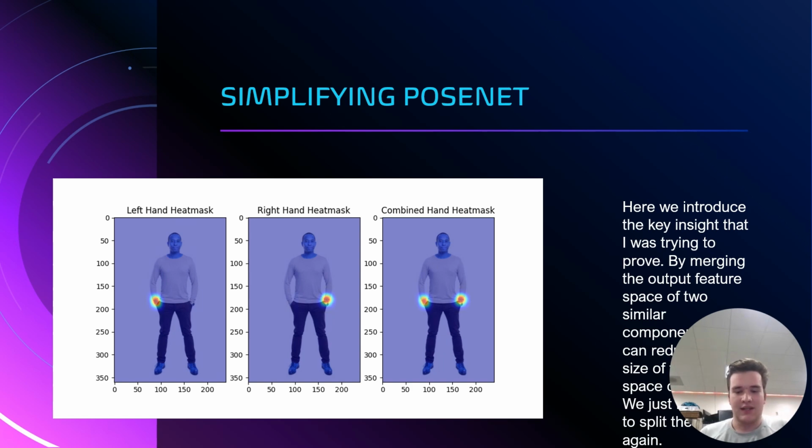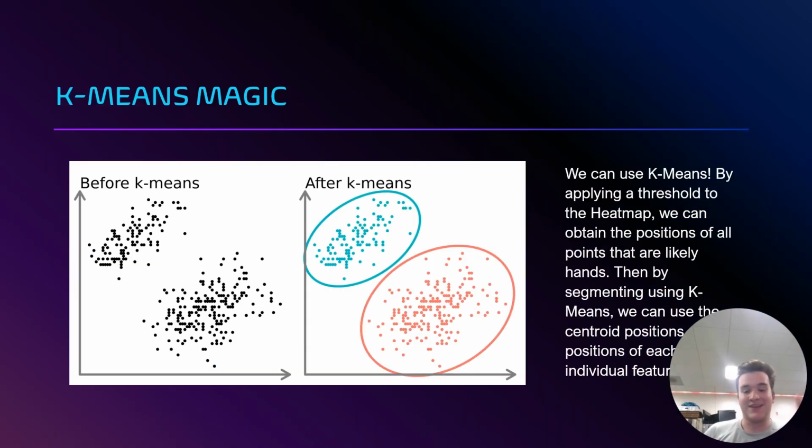So let's look at exactly how we're going to split that heat map. This is where the k-means comes in. Essentially, if we apply a threshold to that heat map, we get some clusterings of points, which we can then, since we know everybody has 2 elbows, apply k-means clustering with 2 clusters, and then we can use the centroids as the actual location of each feature.